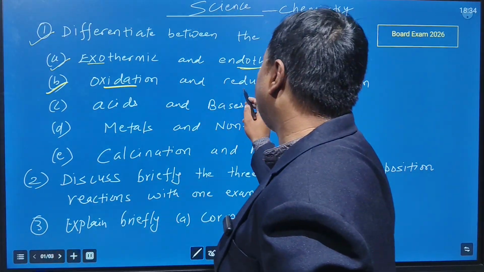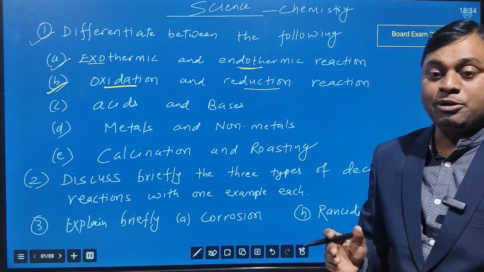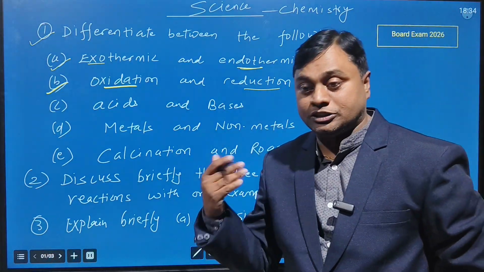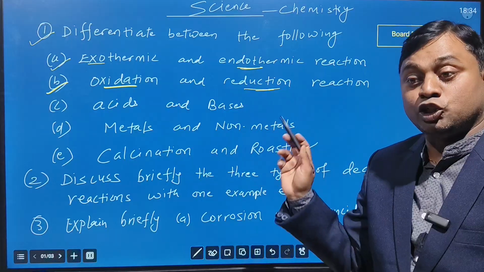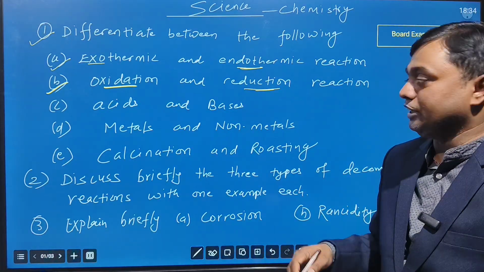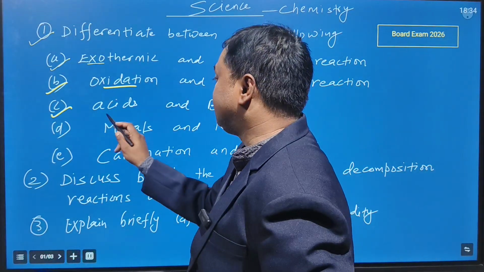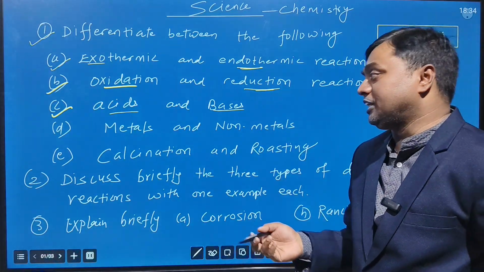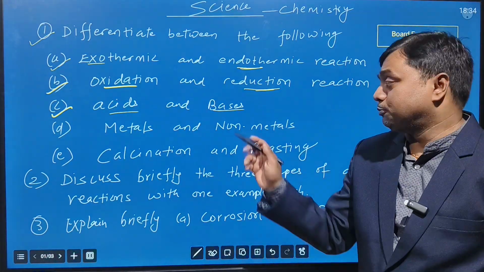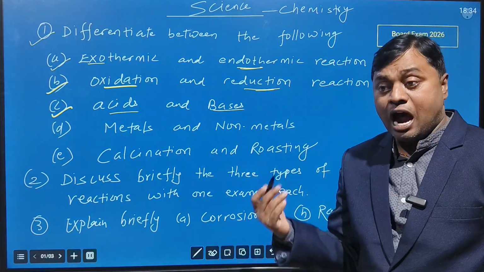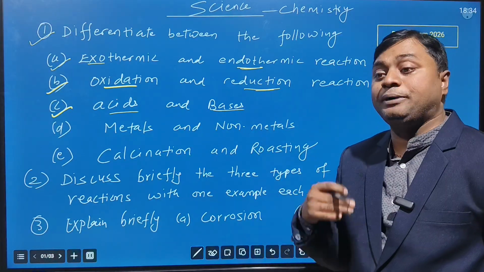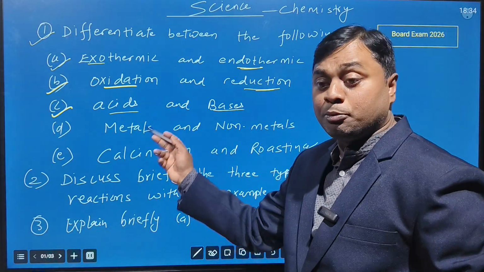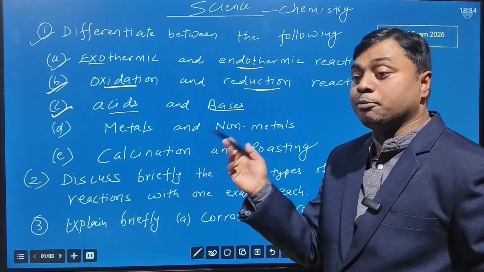Next, oxidation reaction and reduction reaction. Oxidation means the type of reaction in which addition of oxygen takes place or removal of hydrogen takes place. Reduction means the opposite, addition of hydrogen or removal of oxygen. Yes or no? Next, acids and bases. Acids are substances which give H plus ions, whereas bases are substances which give hydroxyl ions, OH minus ions. Acids are sour in taste, whereas bases are bitter in taste. Acids convert blue litmus to red, whereas bases convert red litmus to blue.